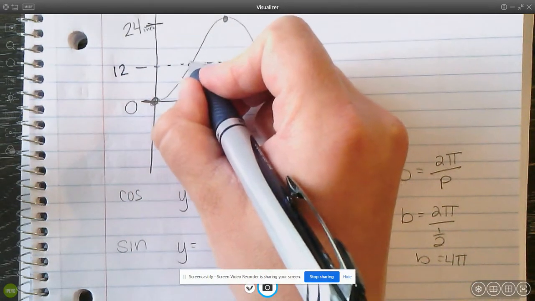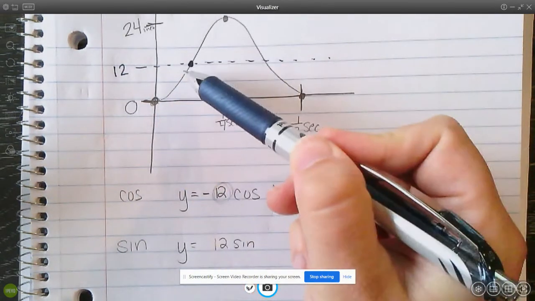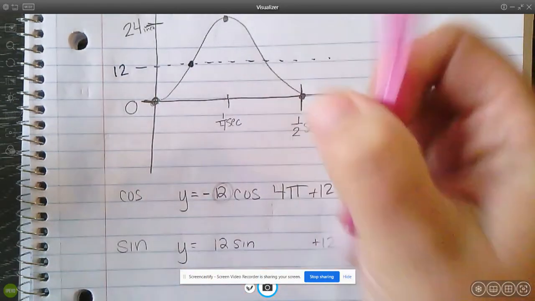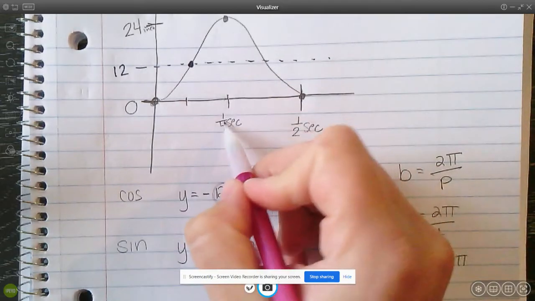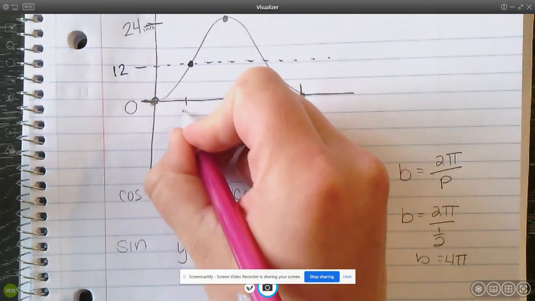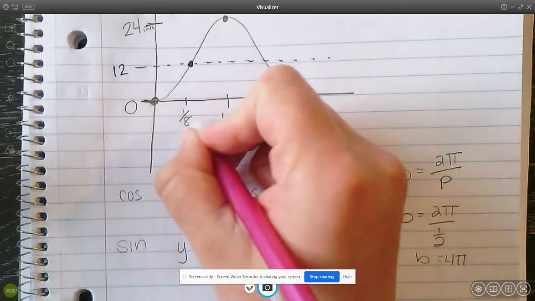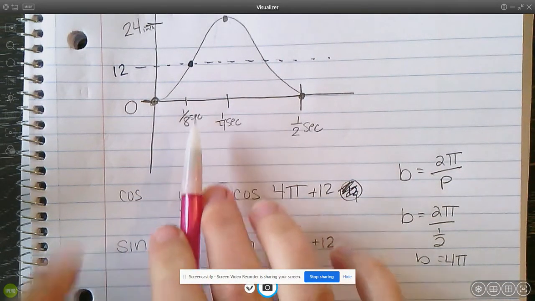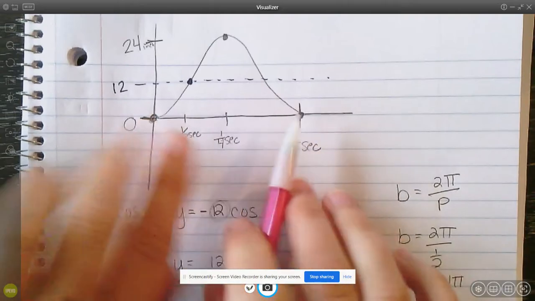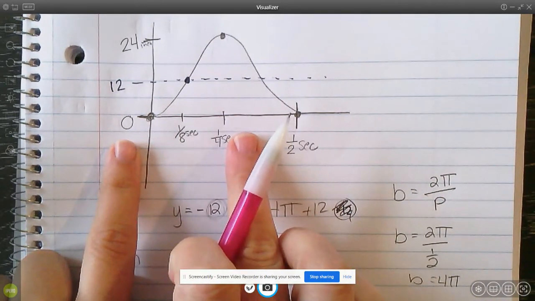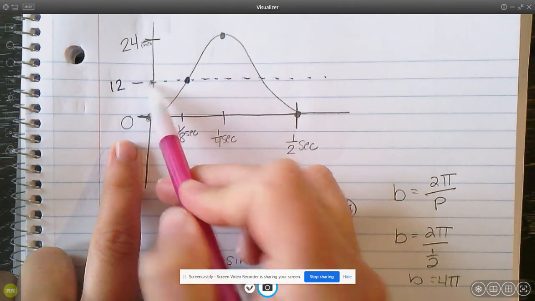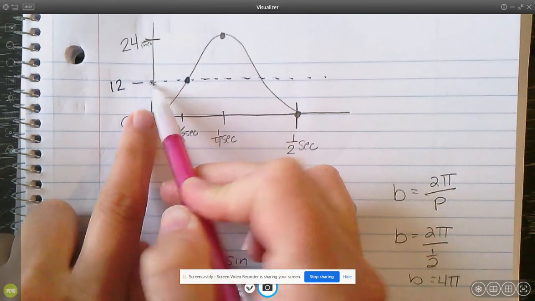So we need to take this point and scoot it over this way. If this is at a fourth, this is going to be at an eighth of a second. So we need to take this graph and shift it over 1/8 of a second. If I do that, then this point will be here, and then it'll be a normal sine graph.